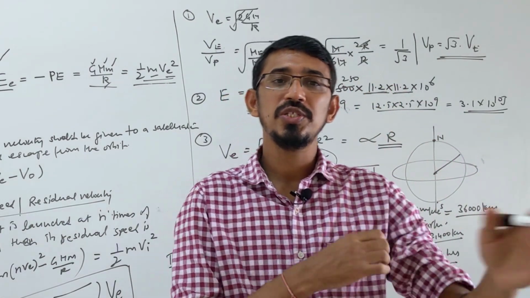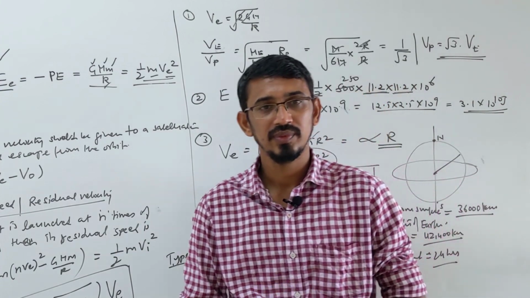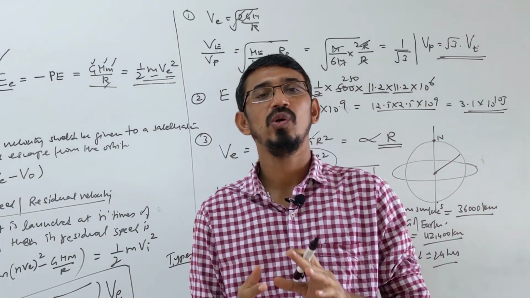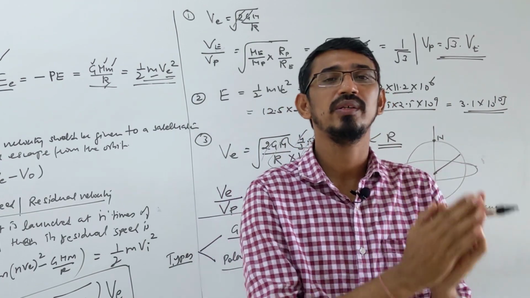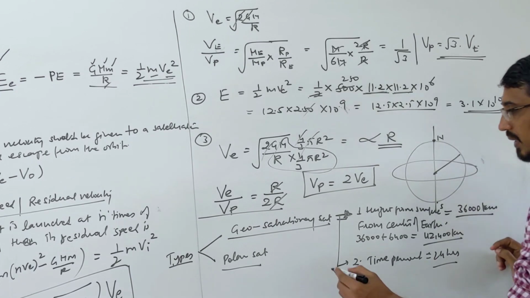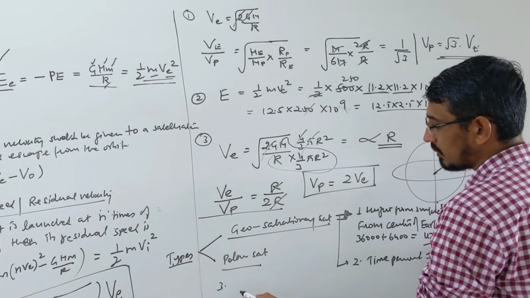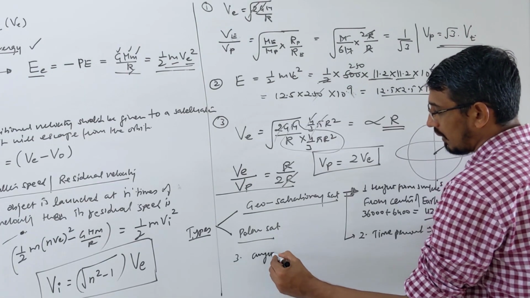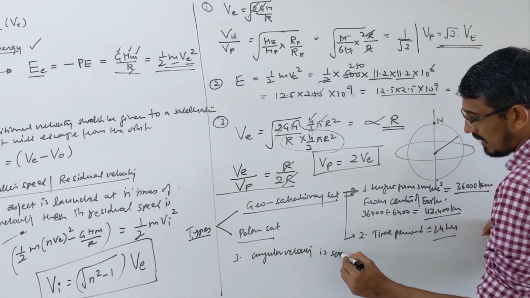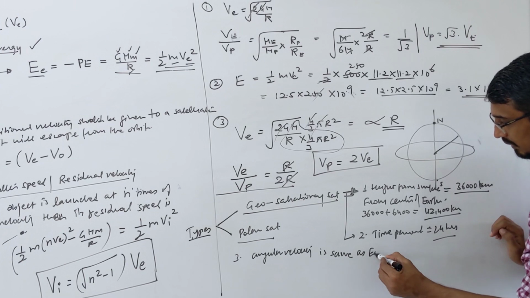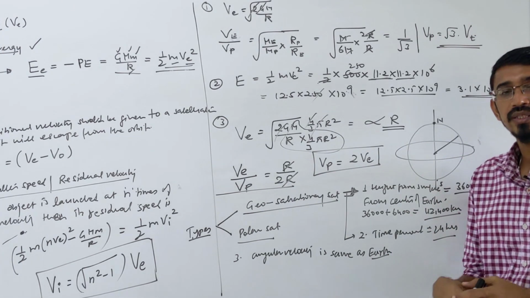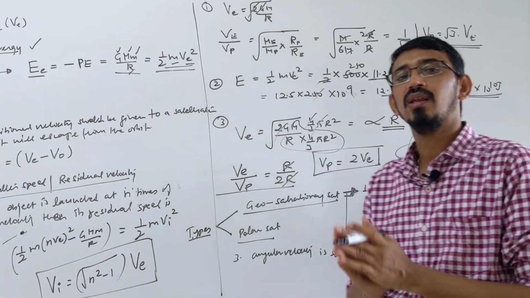So what's the main thing about this? This geo satellite remains stationary with respect to our earth. The angular velocity of this satellite is always 0 with respect to earth, which means they move at the same orbital angular velocity as earth. So I am writing here the third point: angular velocity is the same as earth only. The geo satellite and earth move at the same angular velocity, okay.